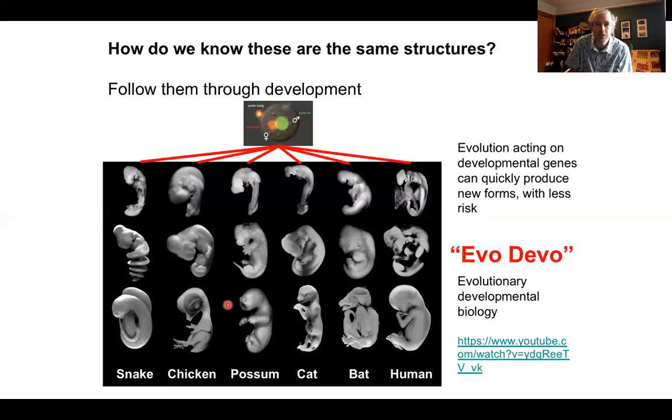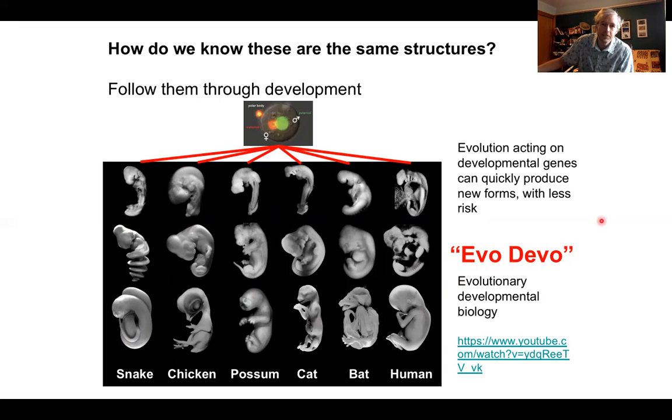Then we can ask, well, how do we know these are the same structures? Well, what we do is we follow these organisms through development, and we can see how they change. So here we have a whole series of developing embryos. What we can see is at the very, very early stage, all of these embryos look very, very similar to each other. But as development proceeds, they differentiate. And so by the time the organism is about ready to be born, all of them look radically different. Snake, chicken, possum, cat, bat, and human.